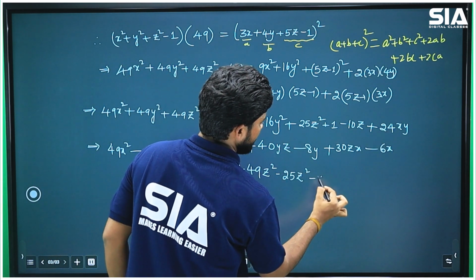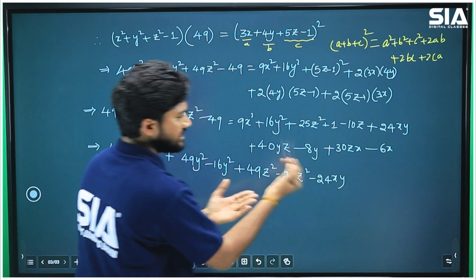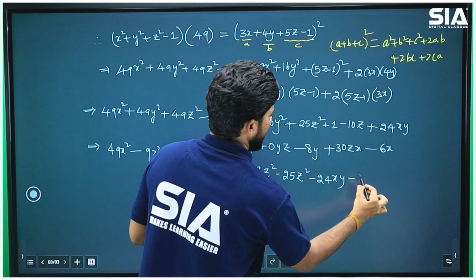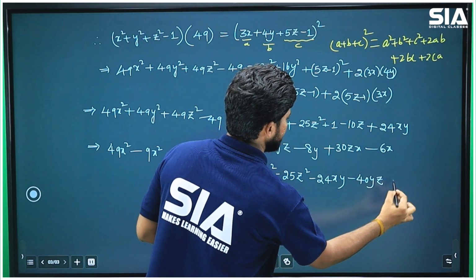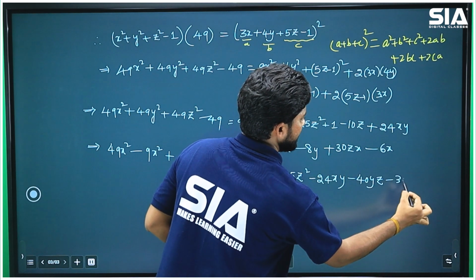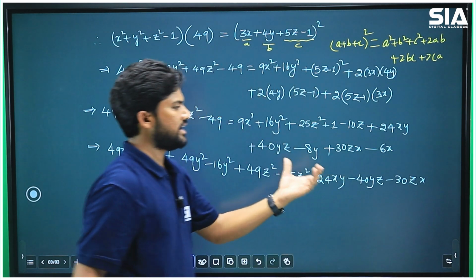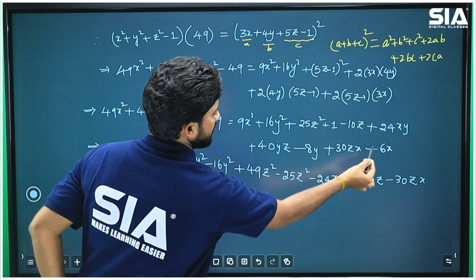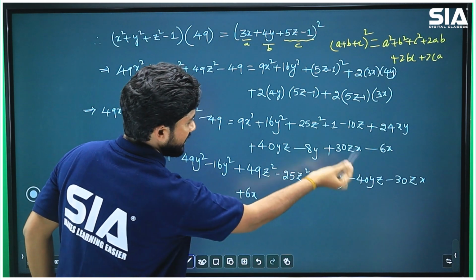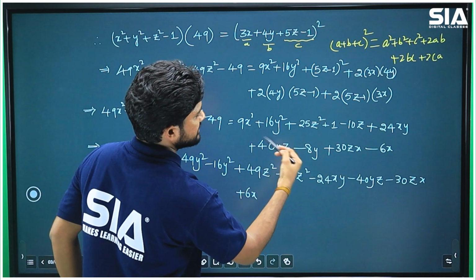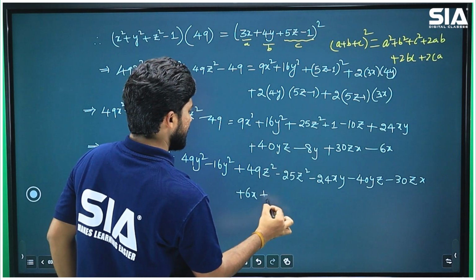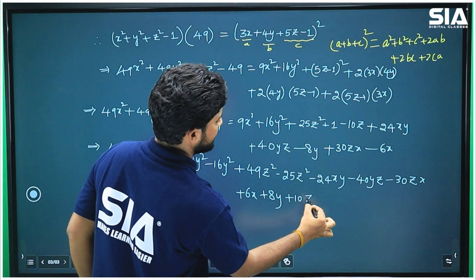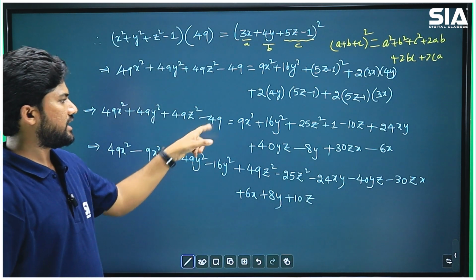See, xy, take plus value; if you bring it to the LHS it becomes minus, minus 24xy. After xy, yz, minus 40yz. After yz, zx, minus 30zx. After xy, yz, zx, next take the x, y, z values. Any such values here, plus 6x. Minus, there, if it comes it becomes plus. So plus 6x. Next plus 8y. Next plus 10z. What is the constant here? Minus 49.